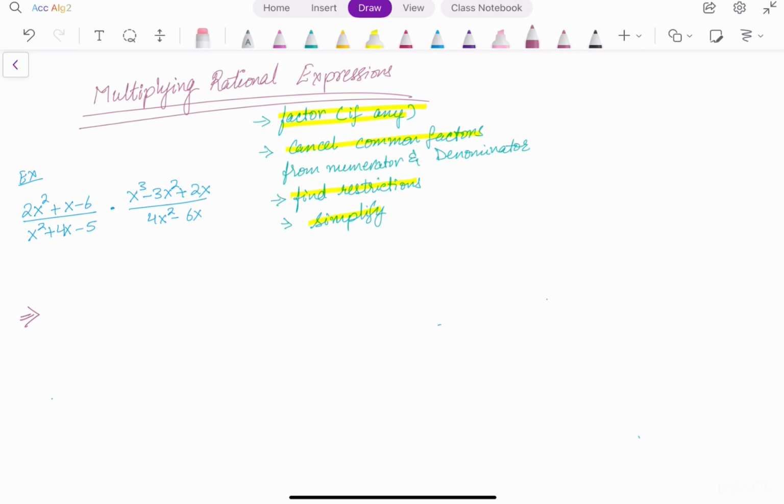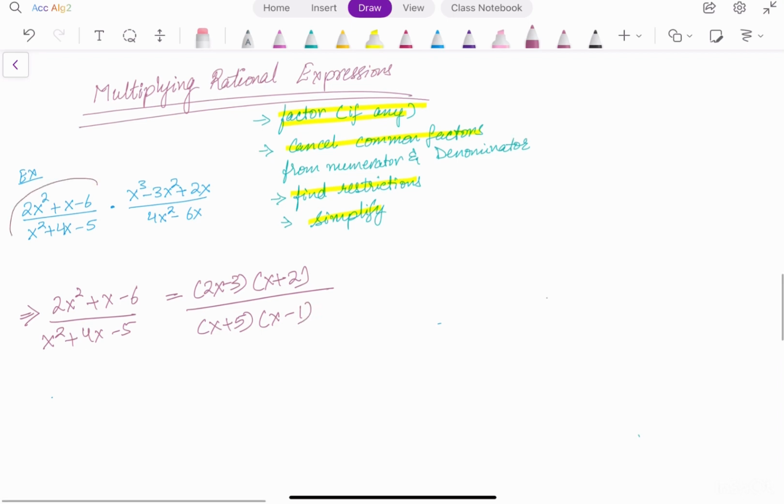We will factor it out first. So let's factor out the first fraction first. So I can factor out 2x squared plus x minus 6 as (2x minus 3) times (x plus 2). Now let's simplify the denominator, which is x squared plus 4x minus 5. So if I factor it out, it will be (x plus 5) times (x minus 1). That is simplifying of the first fraction.